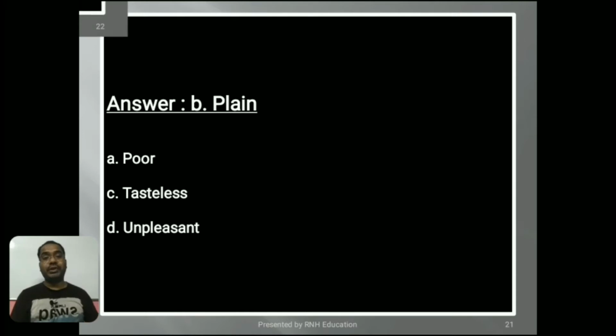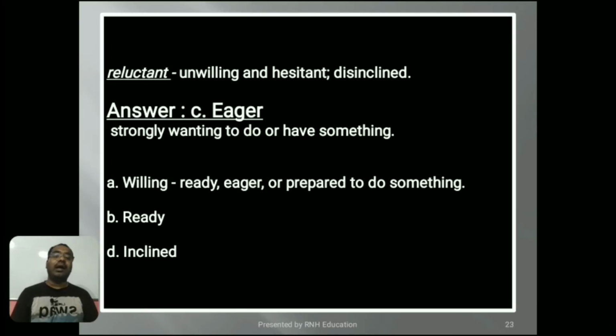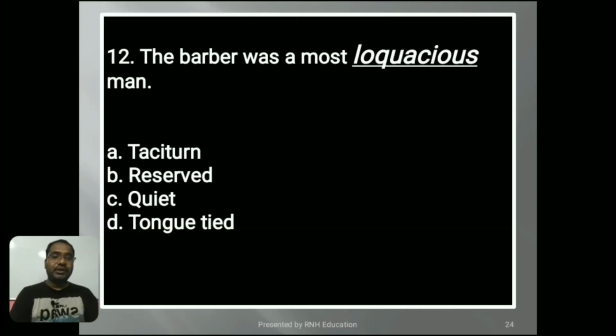Okay, going to the next question, that is question number 11. He was rather reluctant to help me. The word is reluctant, and the options are A willing, B ready, C eager, and D inclined. Now check the solution. First of all, take the word reluctant. What does it mean? Reluctant means unwilling and hesitant or disinclined. Okay, so the right answer should be eager, that means strongly wanting to do or have something. And the other options were A was willing, that means ready, eager, or prepared to do something. So here the most appropriate is eager. And option B was ready and D was inclined. Those are not appropriate here. Going to the next one. The next question, that is question number 12.